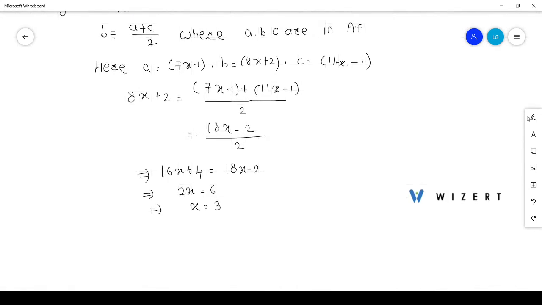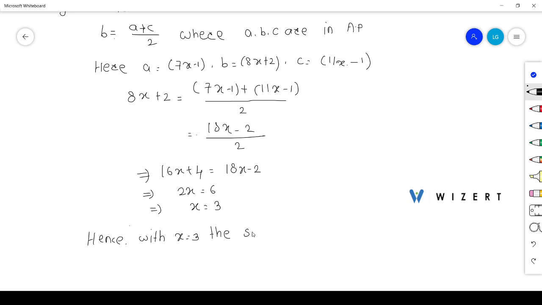Then the second number is, hence, with x equals 3, the second number is 8 into 3 plus 2. So it is 26.